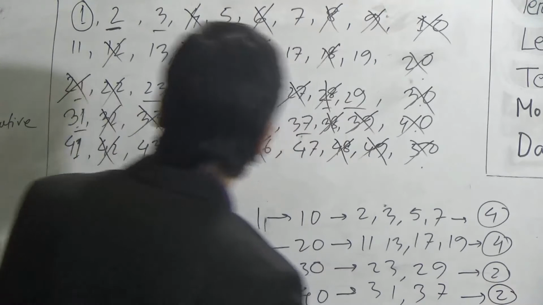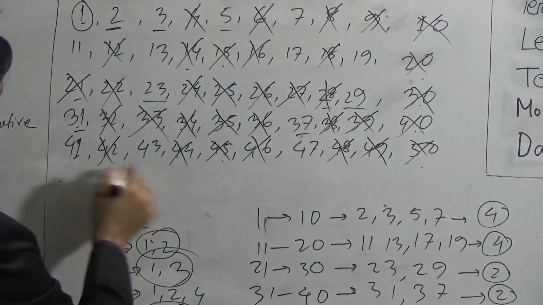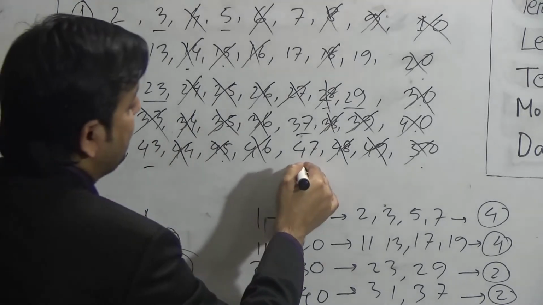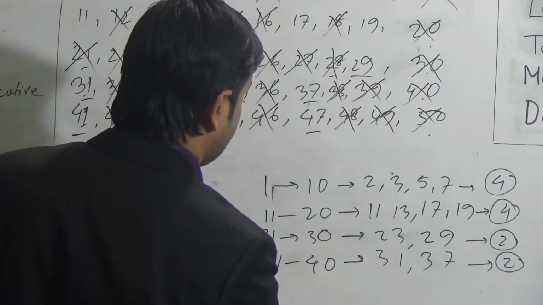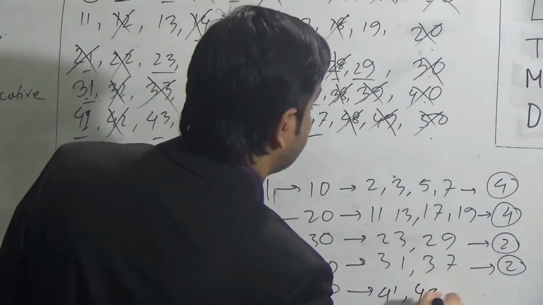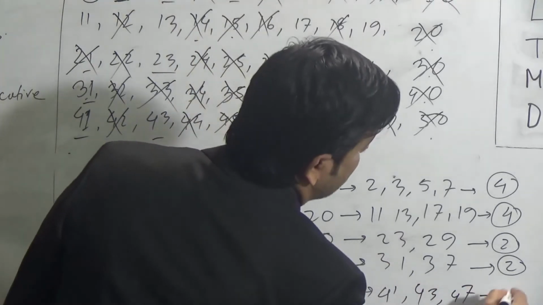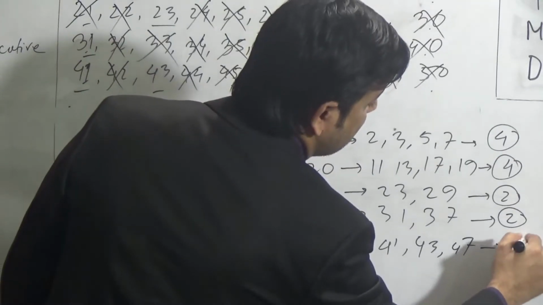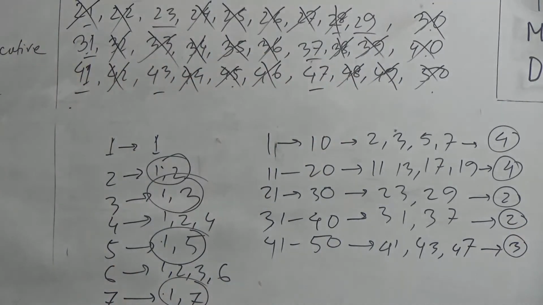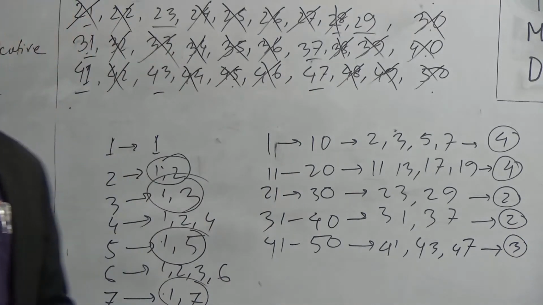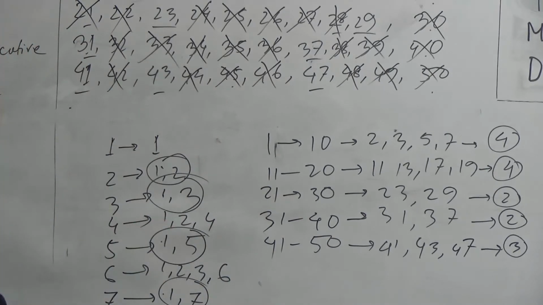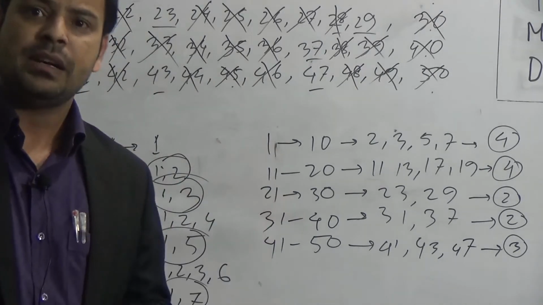2 prime numbers here. So from 41 to 50 we will get 3 prime numbers: 41, 43 and 47. Three prime numbers. In this way we can determine all the prime numbers from 1 to 100 or more than 100. This is the rule for determining the prime numbers.